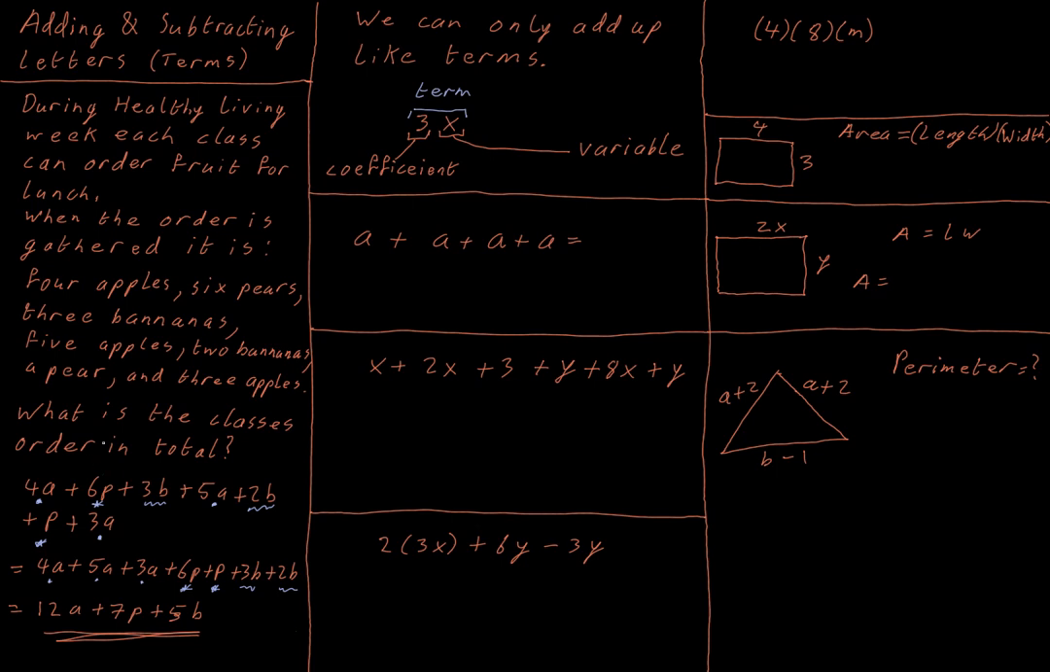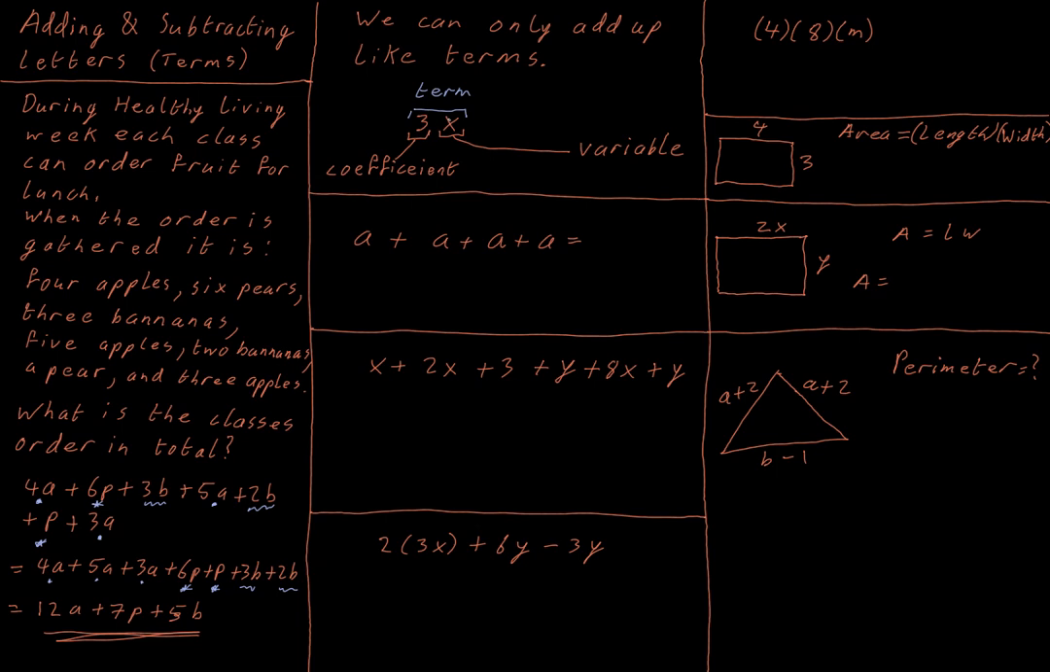Now, what we've done here in terms of a story, as I'm trying to explain to you here, leads into a very important idea. We can only add up what we call like terms. So the apples are a particular type of term. They have A in them. And the pears are a particular type of term. They have P in them. And the bananas are a particular type of term. They have only a B in them.